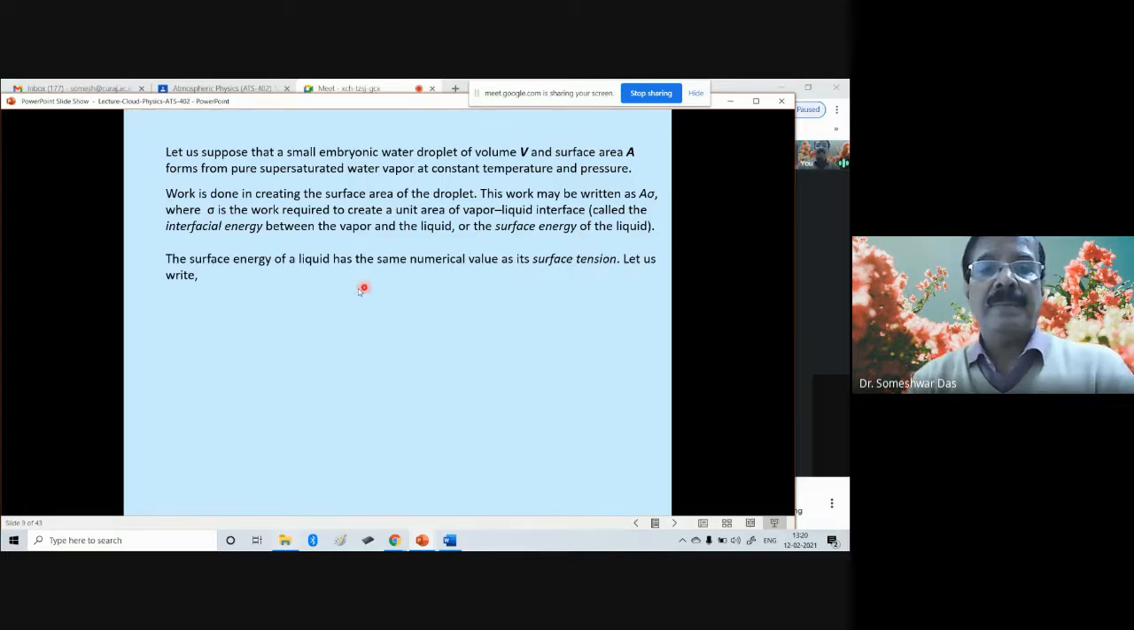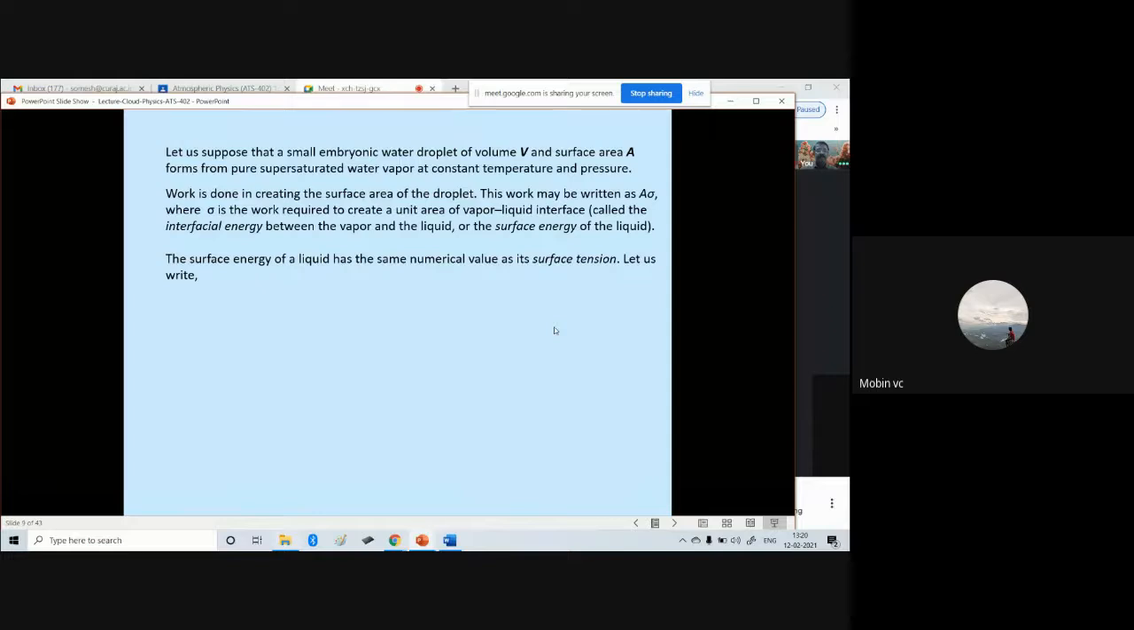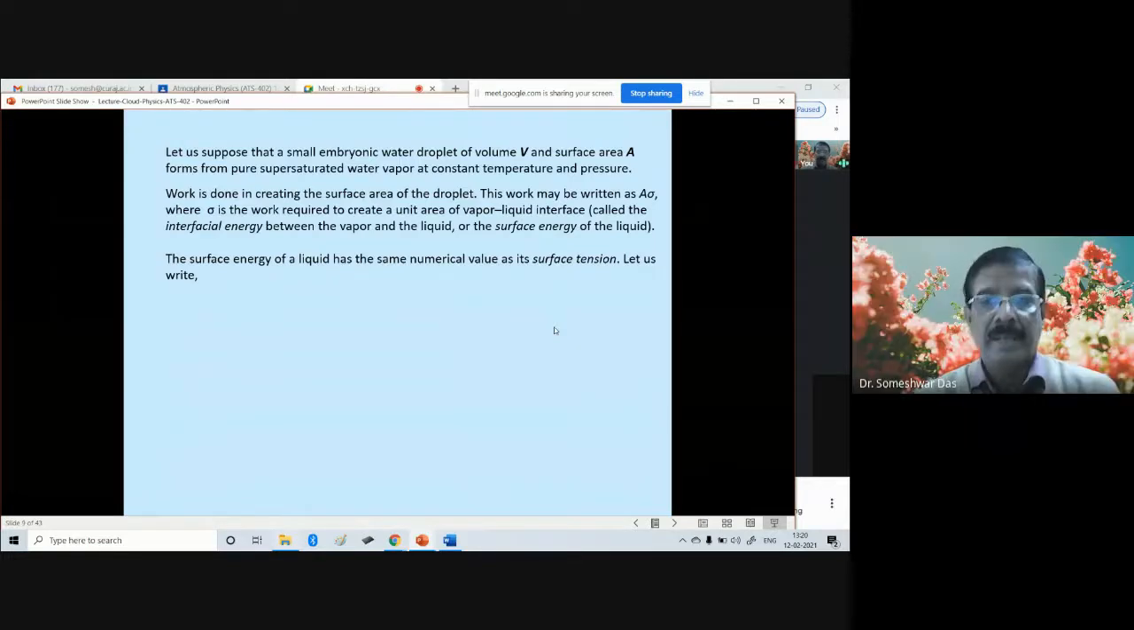The surface energy of a liquid has the same numerical value as its surface tension. When we say surface energy, this surface energy is nothing but the surface tension, which you might have studied earlier in the BSc, right? You have studied about the surface tension, haven't you? Yes or no? Have you heard about the surface tension? Yes, sir. So when we call it the surface energy, that means it is the surface tension basically.